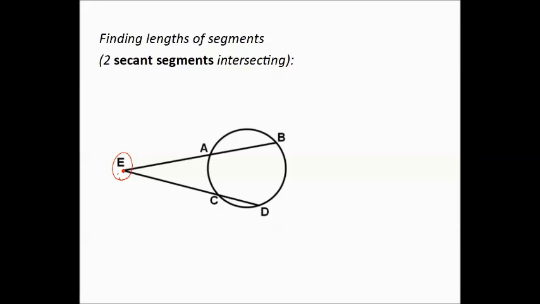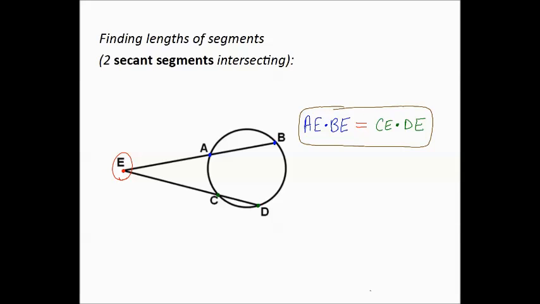If the intersection point is E and the points that touch the circle on that secant segment are A and B, we do AE times BE, and then equals. Then we look at the other secant segment. The two points intersecting on the circle are C and D. So CE times DE. This formula is absolutely no different than the chord formula. The important thing to know is it's the same formula, but how to use it may be slightly different.